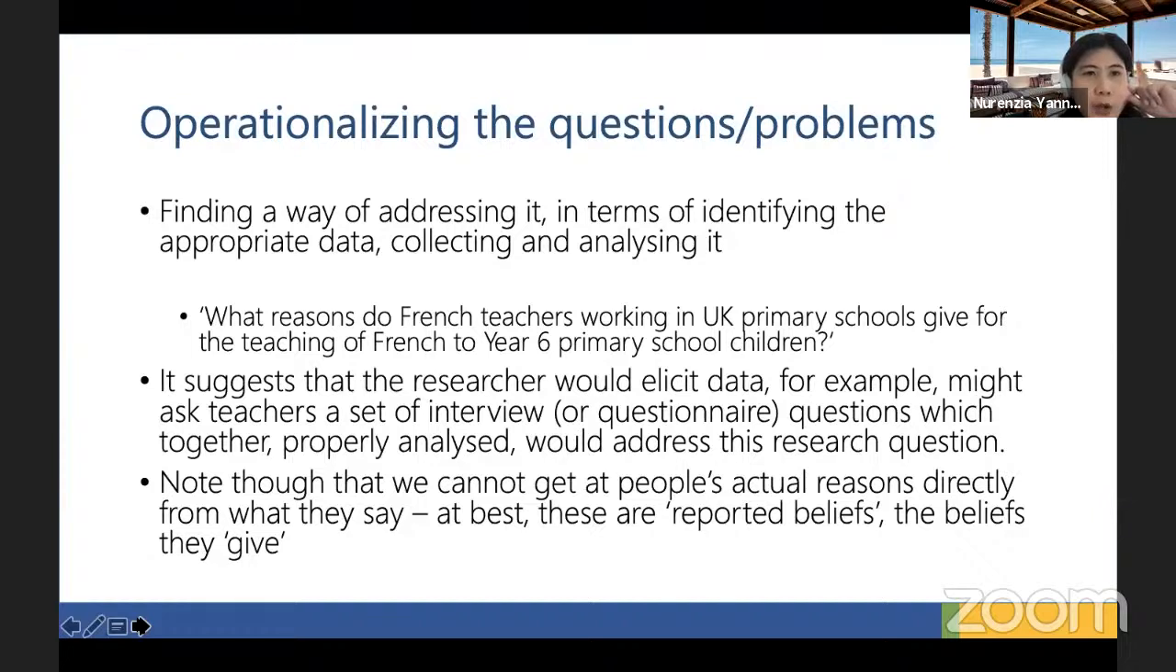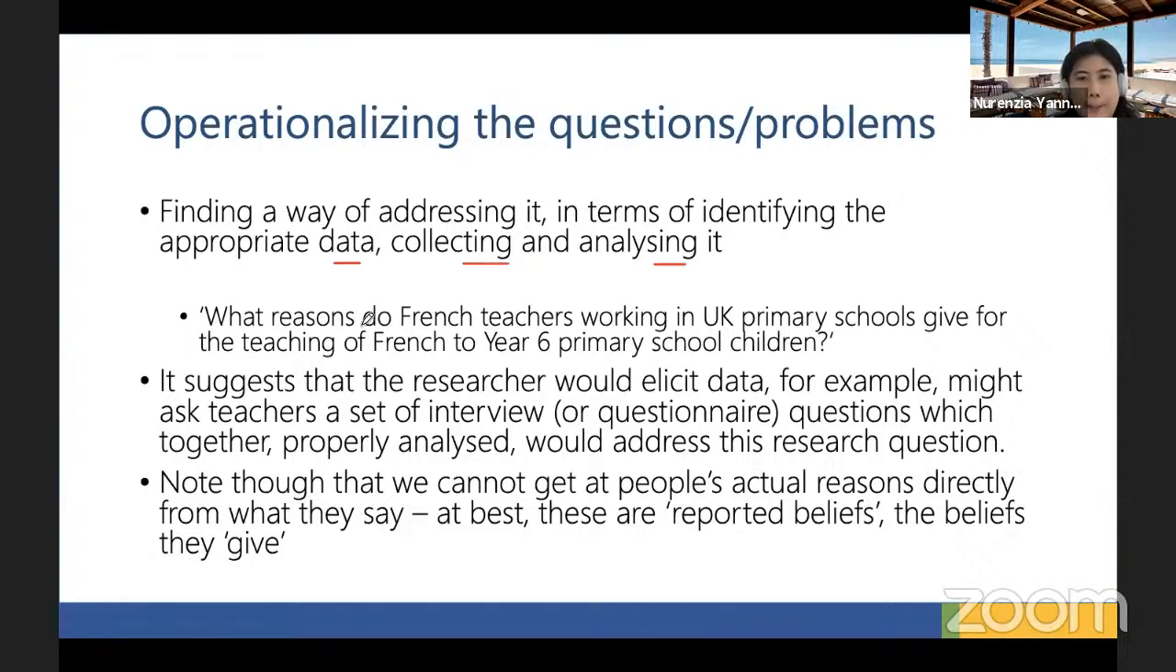Sekarang kita masuk ke poin ini, operationalizing the questions or problems. Jadi bagaimana kita bisa bekerja operationalizing ya, bekerja secara nyata dengan questions itu. Oke. You have to find a way to address the questions. You have to think of what kind of data you will use, how you will collect the data, and how you will analyze it. Jadi, what type of data, how to collect the data, and how to analyze it.